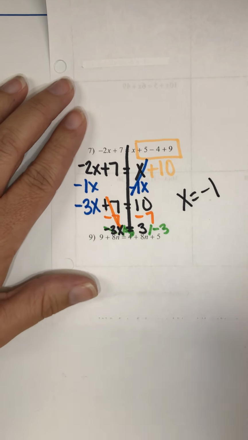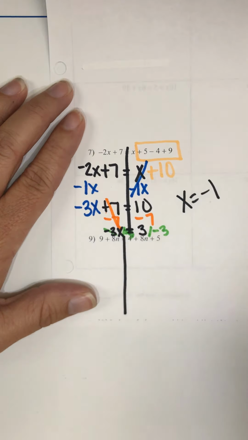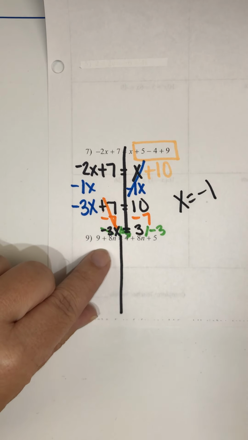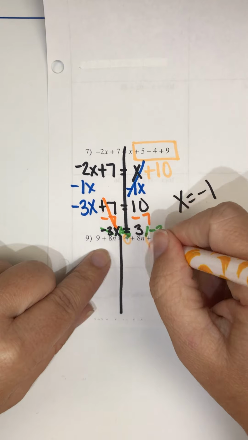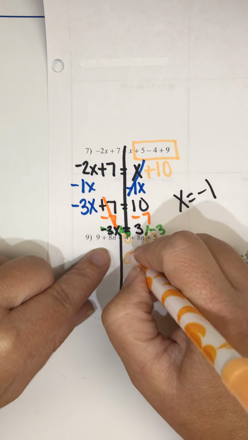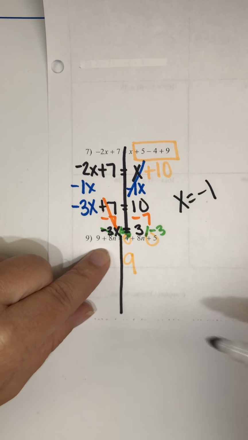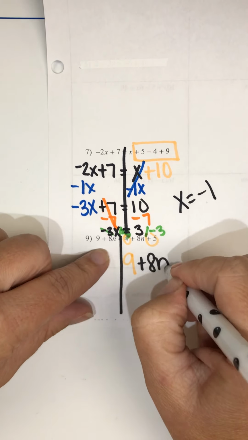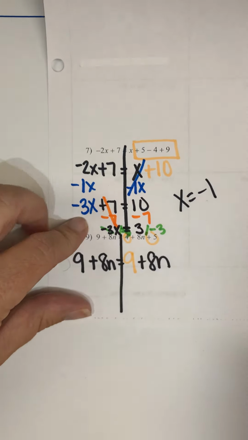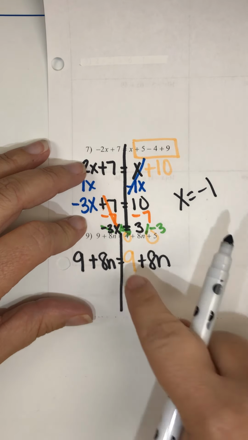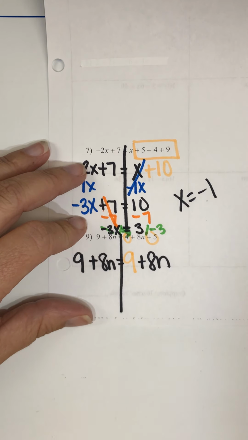The next example, I'm going to draw my equal sign, line down my equal sign. There's nothing to combine on the left, but on the right, there's a 4 and a 5. So 4 plus 5 is 9. And then I'm going to bring down my plus 8n equals, and then I've got 8n plus 9 on this side. You can identify right now that they're the exact same, but let's go ahead and follow our steps all the way through.